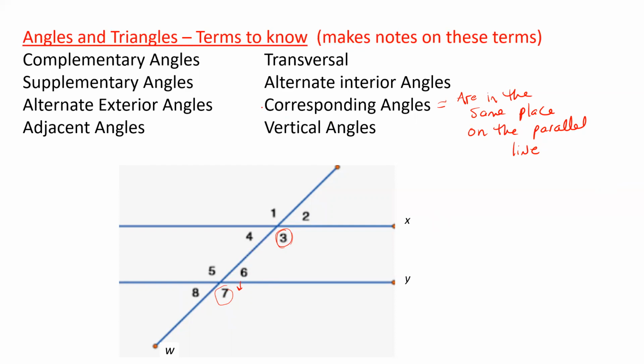The other thing you need to know about corresponding angles is that they are congruent. So 3 and 7 are corresponding angles and they are equal to each other. What about angle 1? Angle 1 corresponds to angle 5. They're in the same position on each parallel line. What does angle 2 correspond with? Angle 2 corresponds with angle 6. And 4, this little acute angle, corresponds with angle 8 because they are in the same position on the parallel lines. The only word we haven't talked about is adjacent.